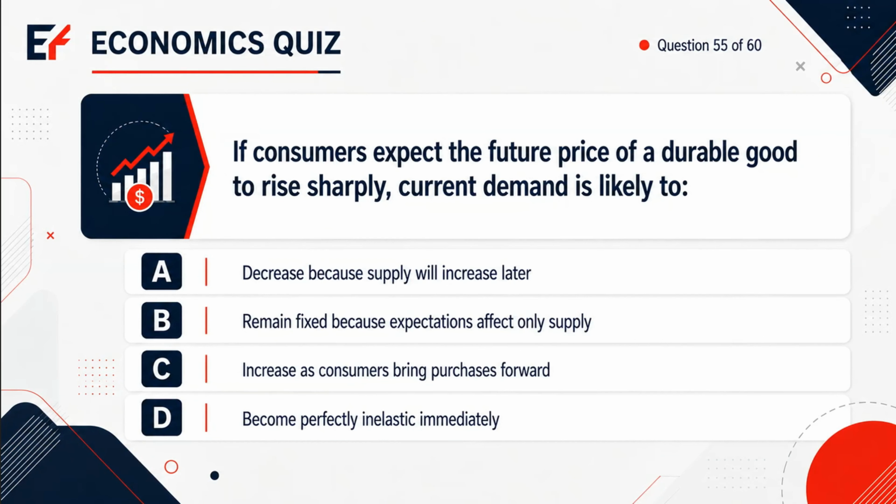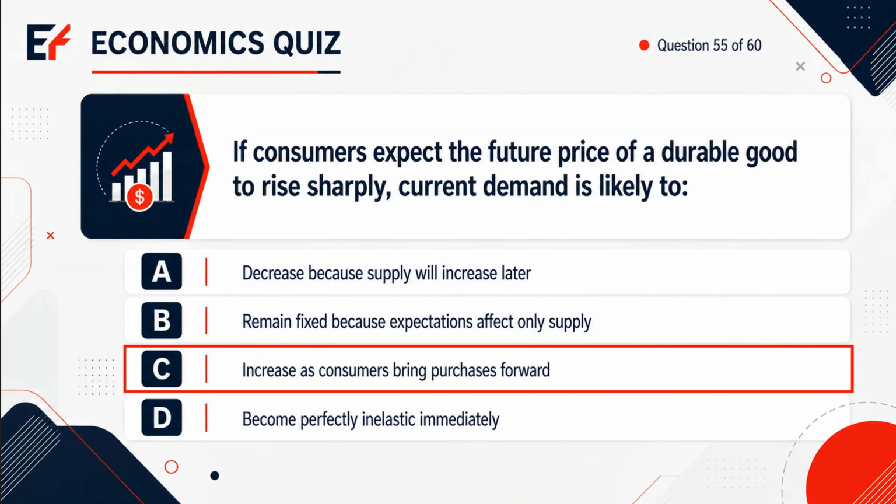Question 55. If consumers expect the future price of a durable good to rise sharply, current demand is likely to: A. Decrease because supply will increase later. B. Remain fixed because expectations affect only supply. C. Increase as consumers bring purchases forward. D. Become perfectly inelastic immediately. The correct answer is C. Let's focus on how expectations affect buying decisions.